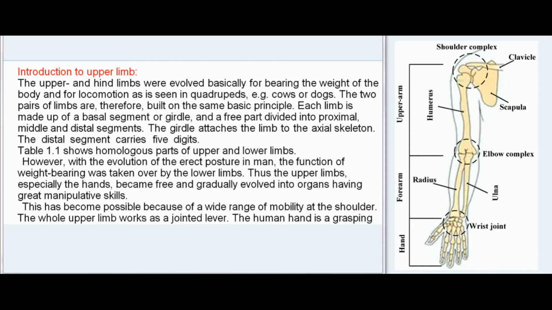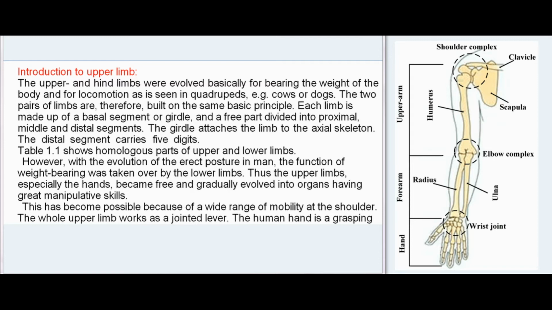The distal segment carries 5 digits. Table 1.1 shows homologous parts of upper and lower limbs. However, with the evolution of the erect posture in man, the function of weight bearing was taken over by the lower limbs. Thus the upper limbs, especially the hands, became free and gradually evolved into organs having great manipulative skills. This has become possible because of a wide range of mobility at the shoulder.